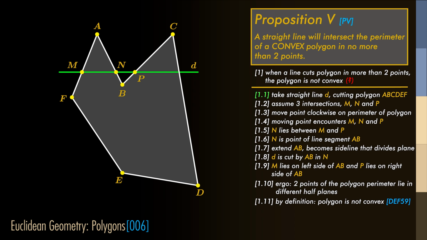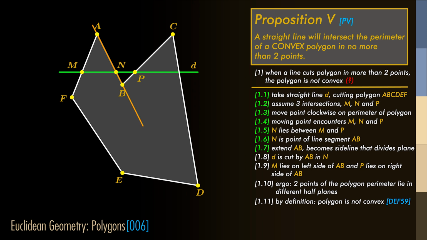See the straight line D in the figure? It cuts the polygon ABCDEF. Suppose there are 3 intersections, called M, N and P. So we need to prove that the polygon cannot be convex anymore in that case. Imagine having a point that can move on the perimeter of the polygon in clockwise direction. It encounters M, N and P in that order. N lies between M and P, and N is a point of a line segment of the polygon, say AB.